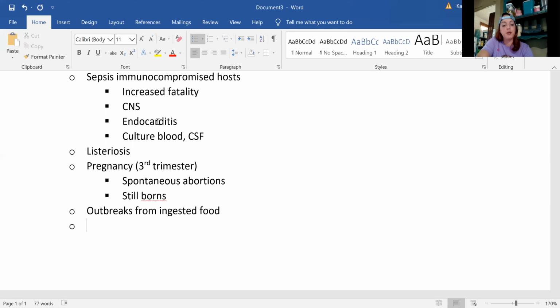And then your antibiotic or antimicrobial. I'll put antibiotic this time. I try to switch it up because sometimes everyone knows what antibiotic is but doesn't think of antimicrobials the same way. So your antibiotic of choice is going to be ampicillin. It is a gram-positive coccobacillus.